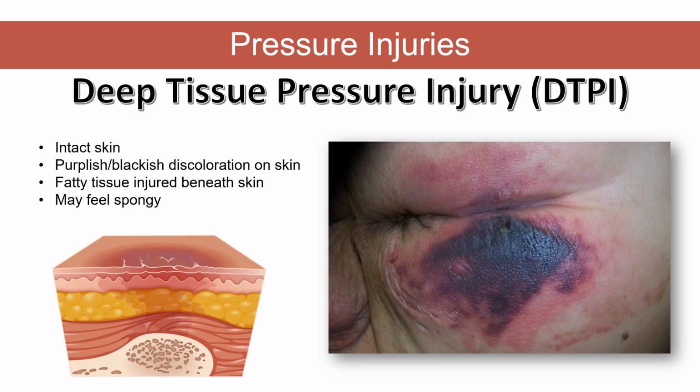Then we have a deep tissue pressure injury. This is when the skin is intact, but it is this purplish color, okay, keyword purplish. And this is when the subcutaneous tissue is injured, and when you push on it, it feels spongy. So this is a DTPI, deep tissue pressure injury.